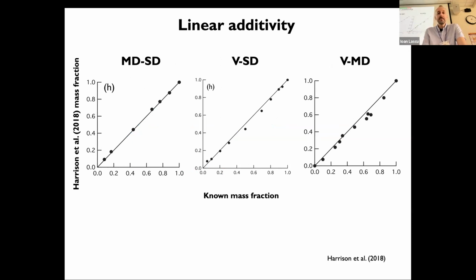So by doing that, using that methodology, and then comparing to the known mass fraction that went in each of these mixtures, or the series of mixtures actually, because each data point is one sample, the relationship is not perfect, but it approaches this one-to-one linear relationship.